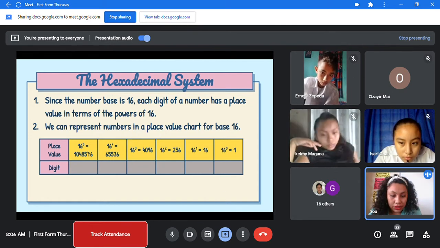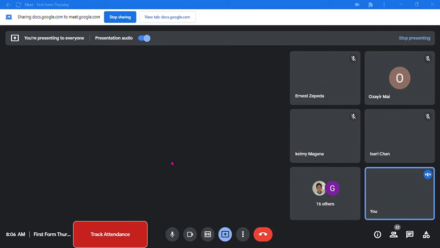So let's see. To summarize what I just said, we have 16 different values. We have 10 numbers and 6 letters, and if you count all of them, you're supposed to have 16 different symbols. All right?